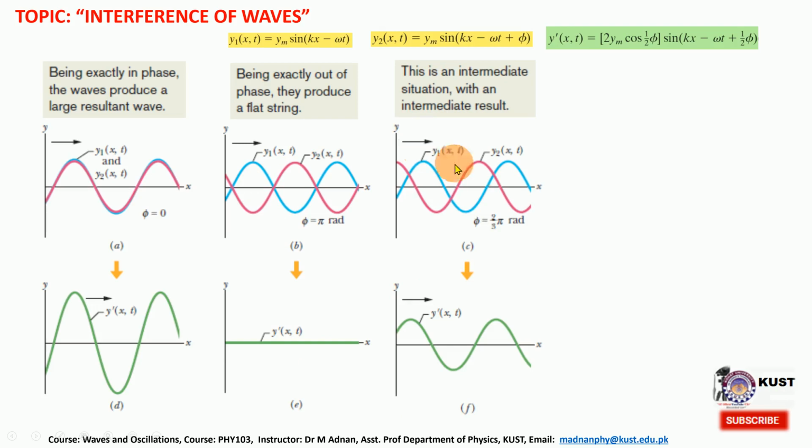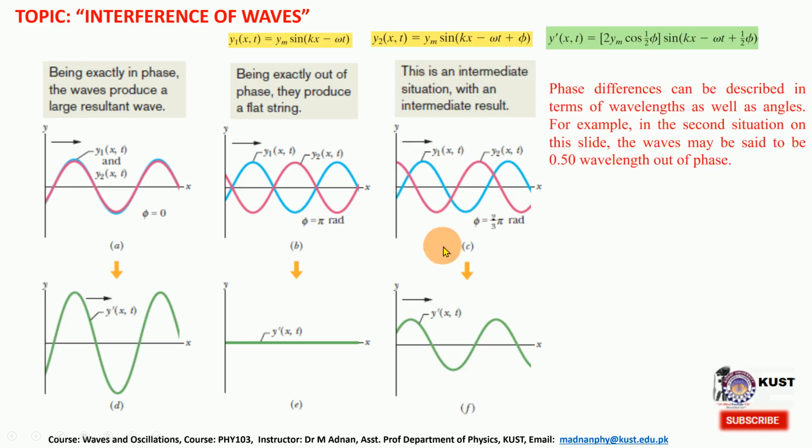In case we have a phi in between 0 and pi, in this situation, this is the one wave and the second wave has a phase difference of 2 or 3 pi. So in that situation, the amplitude will be in between the maximum and minimum, which can be obtained by this mathematical expression as well.